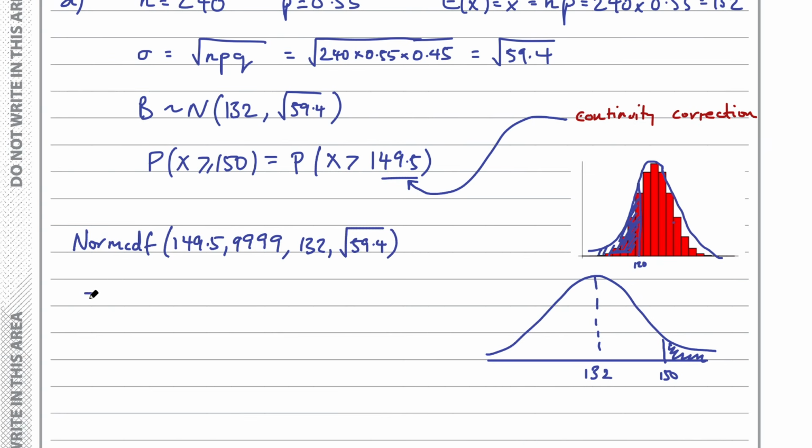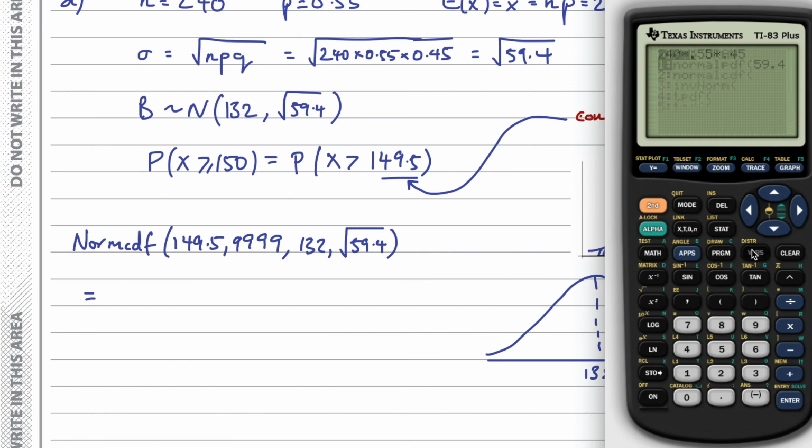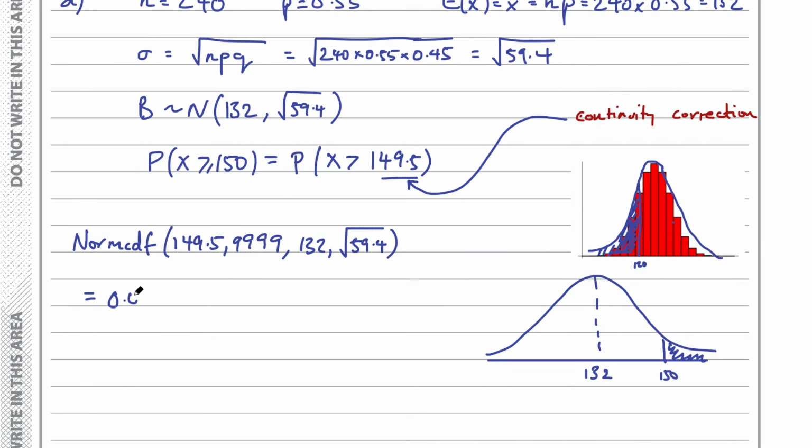Okay, so if I put that into a calculator, go to the distributions menu, normal CDF, and put in those amounts, 132 and the square root of 59.4, it should give me a proportion, and I get a proportion of 0.01158, etc. Okay, so about 1%.